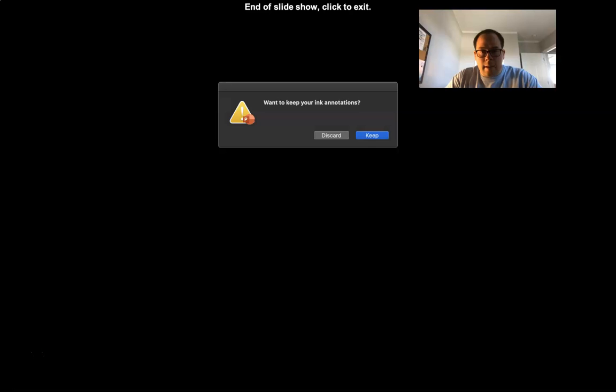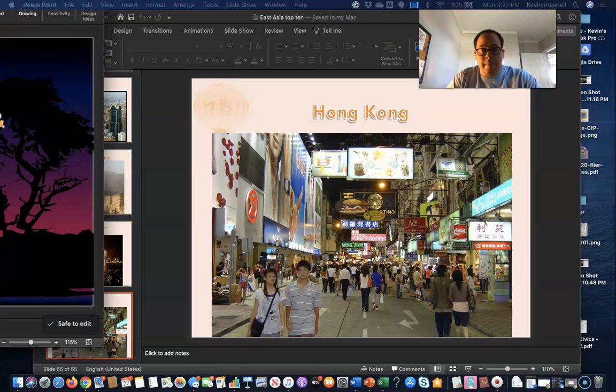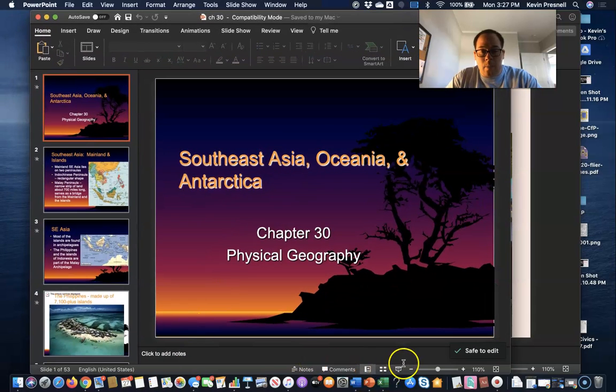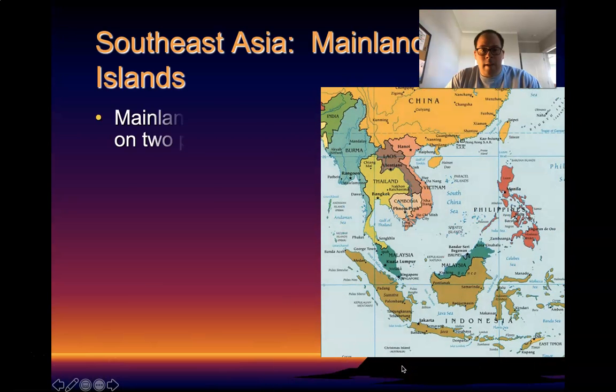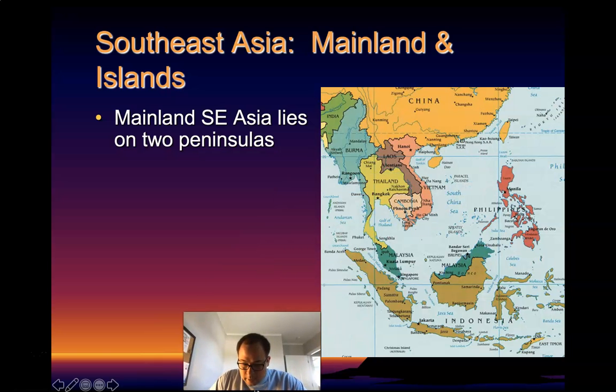So switching gears, we're now going to look at Southeast Asia and Oceania, and then also Antarctica with that. And then we've wrapped up our study of the world. So looking at Southeast Asia and Oceania and Antarctica, so the mainland and the islands. So we're talking about this region.